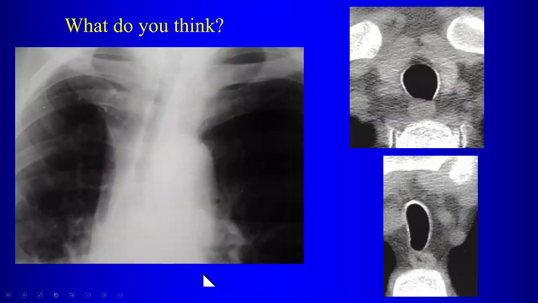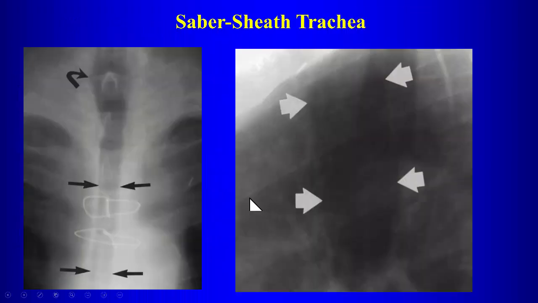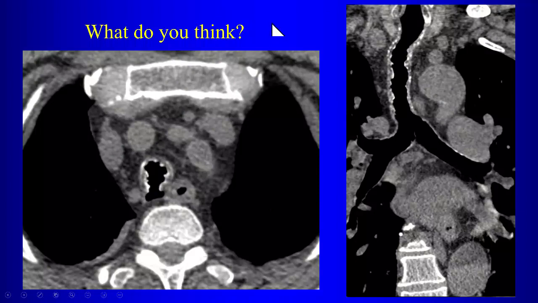Okay. All right, what do we call this? So this is saber sheath trachea, right? Where it's narrowed in width, but it's widened in the AP dimension. And what is this caused by? Yeah, so this is associated with emphysema and COPD. So this is saber sheath trachea. Right? So it's narrowed in width, but it's elongated when we look in the AP dimension. That is saber sheath trachea.